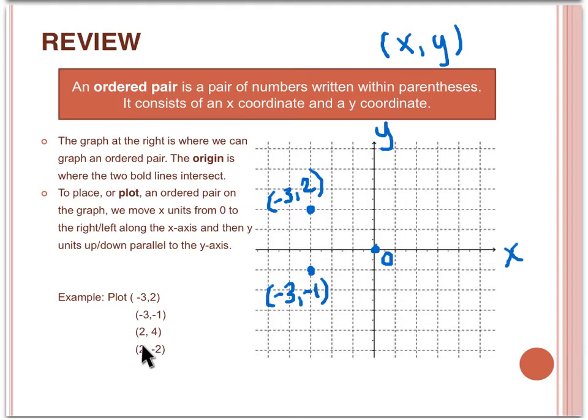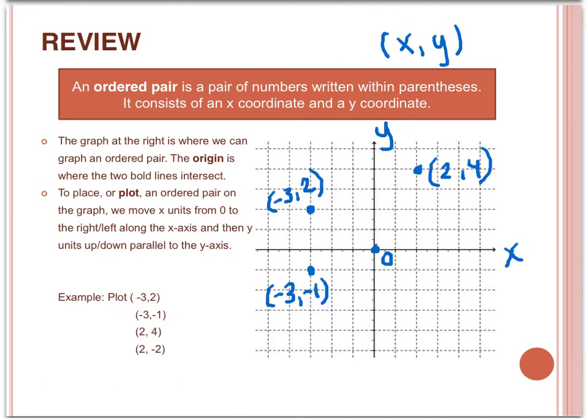For the next example, we have (2, 4). Both of these coordinates are positive, so from O we move 2 units to the right first, and then 4 units up along the y-axis. This point is (2, 4).